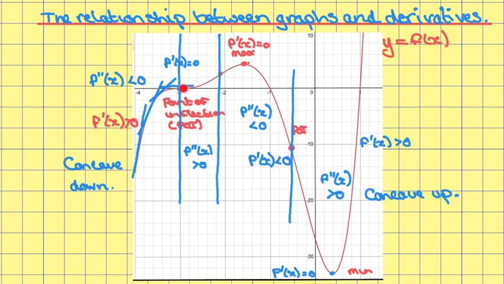This point here is a very special point of inflection. It is a stationary point of inflection because at this point here, the first derivative is 0 and there is a change in concavity from concave down to concave up.